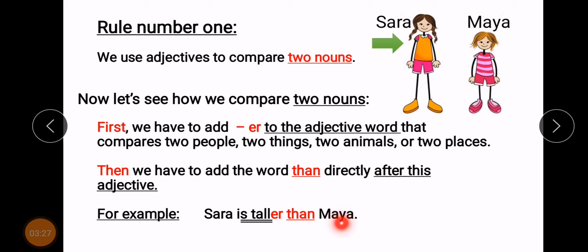I use 2 nouns in the same sentence. I compare 2 nouns together, Sarah and Maya, and I use ER with the adjective tall, and then I add the word than just after tall. Sarah is taller than Maya. Look, girls and boys, it's wrong to say Sarah is taller Maya without using than. Than is a rule. We have to use than after we add ER to the adjective. So we say Sarah is taller than Maya.